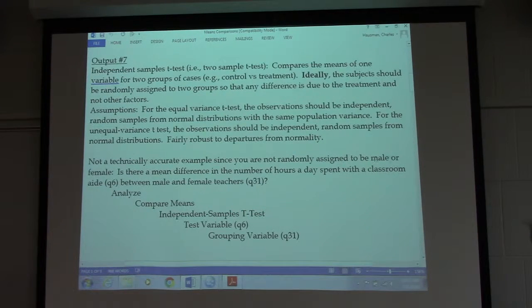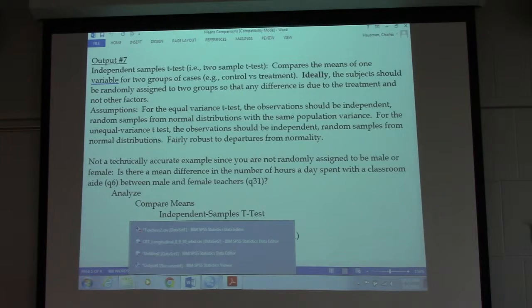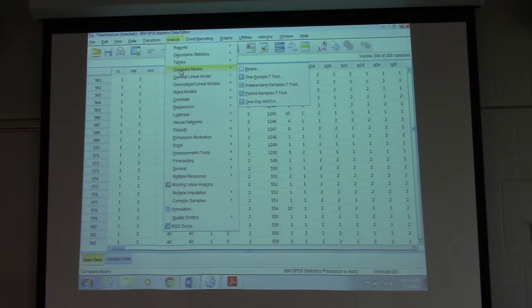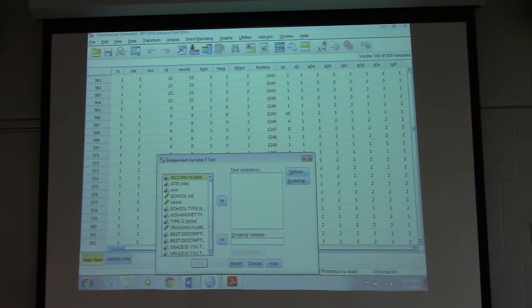So I go back to my Teacher2 database, and I go to Analyze, Compare Means, and I scroll down to Independent Samples t-test. My test variable is going to be Q6. You can see how far down it is. Hours a day with an aide. I'll move that over. Then my grouping variable is going to be Q31, which is what is your sex, what is your gender.